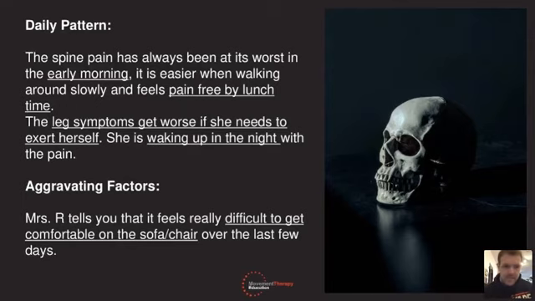Okay, so she's also waking up in the night with pain. Yeah, that's not good. That's a red flag there. Difficult to get comfortable on the sofa or chair. So what is it about being in that seated position that might be affecting the things in her legs and her groin? Okay, have a think about that. Just a couple of clues for you.